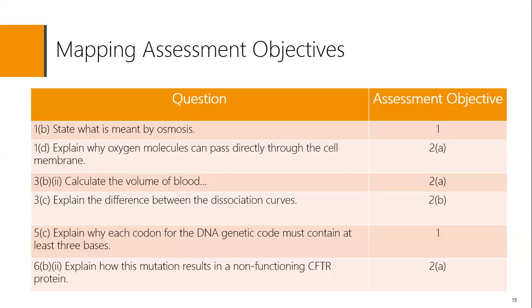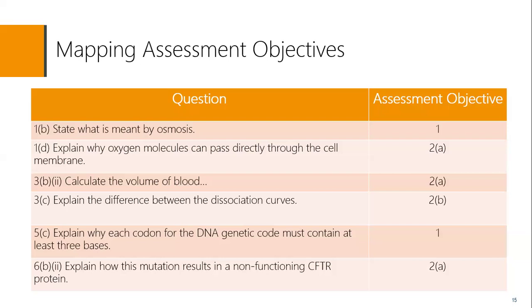5C, explain why each codon for the DNA genetic code must contain at least 3 bases. Although it's explained from the specification, candidates are required to understand the nature of the genetic code. So in answering this question, candidates are demonstrating their understanding, which is in the specification. So the correct assessment objective is AO1.